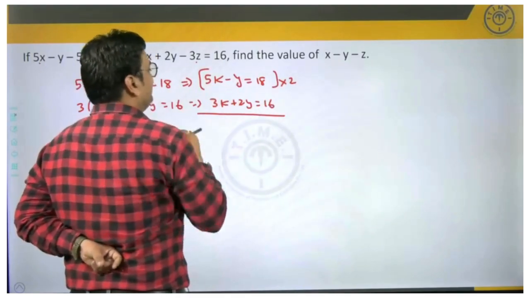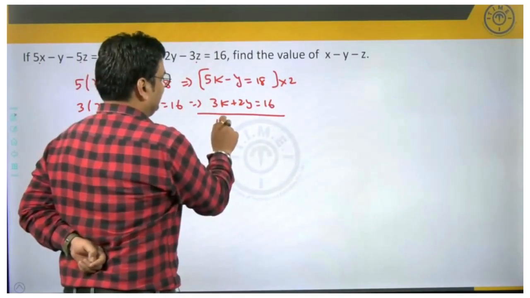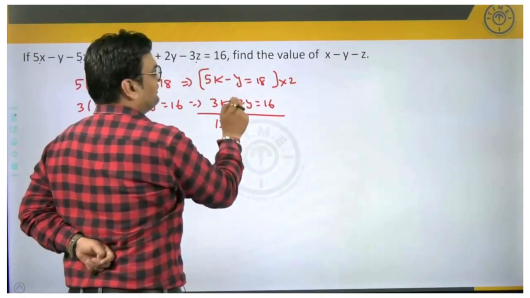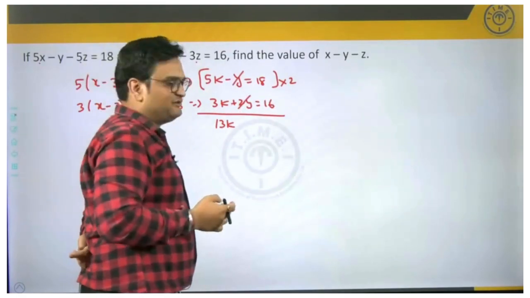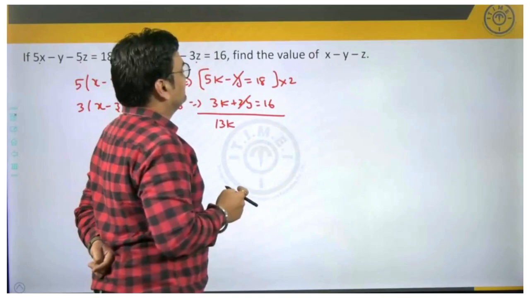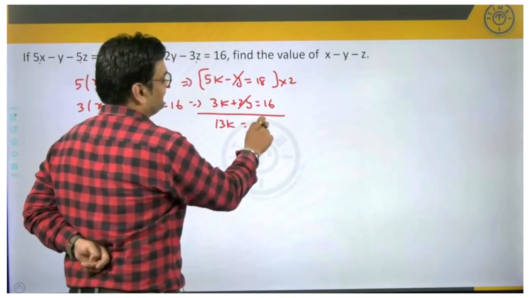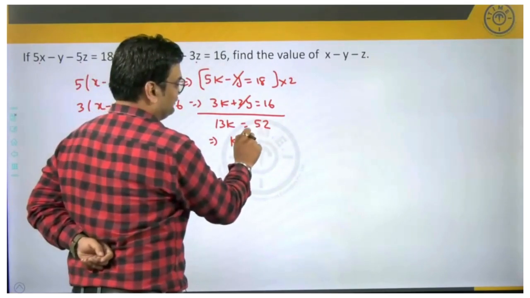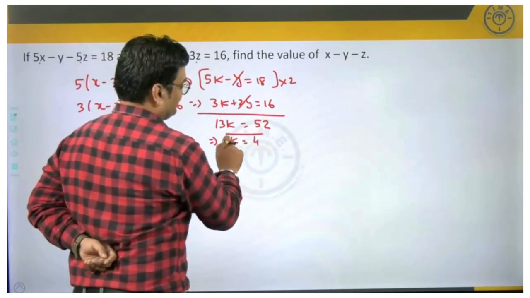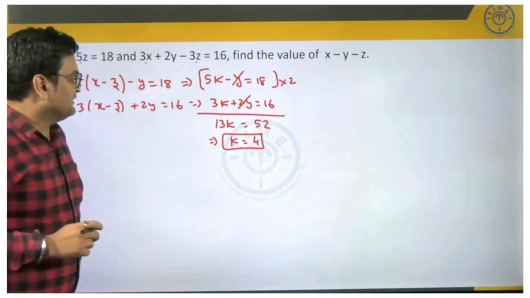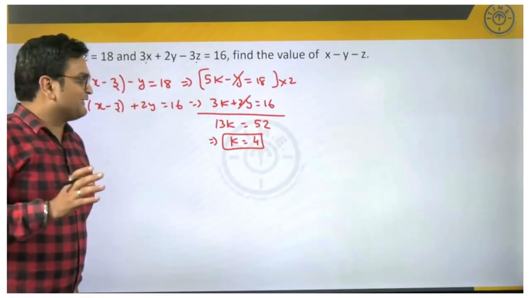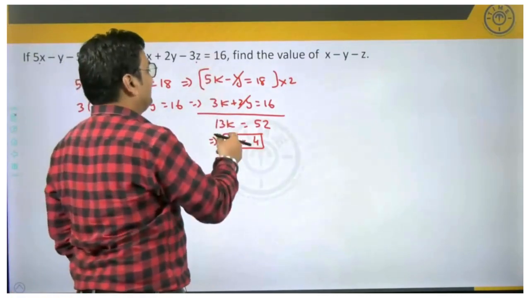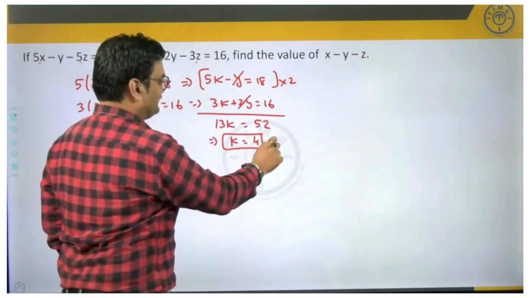When you do that, 2 into 5, 10 plus 3, 13k. 2 into minus 1, minus 2y plus 2y cancels out. 2 into 18 is 36, 36 and 16 is 52. If 13k is 52, we can say k will be equal to 52 by 13, which is 4. So we got the value of k. Now we can substitute it back in either of the 2 equations. We can get the value of y also.